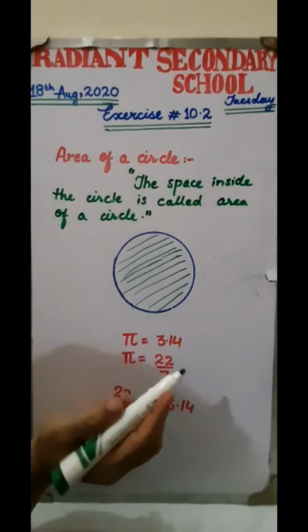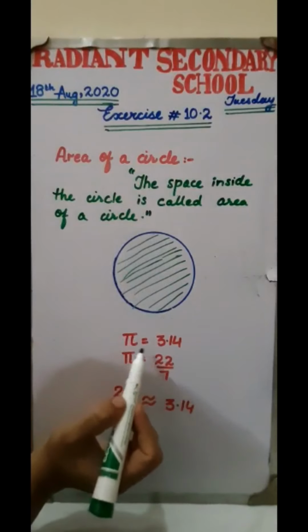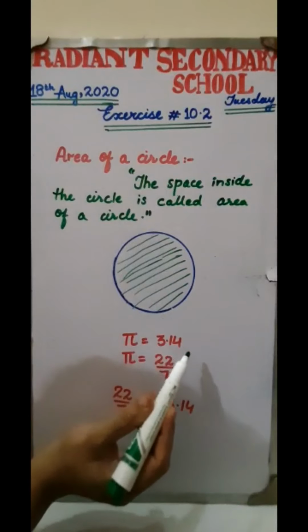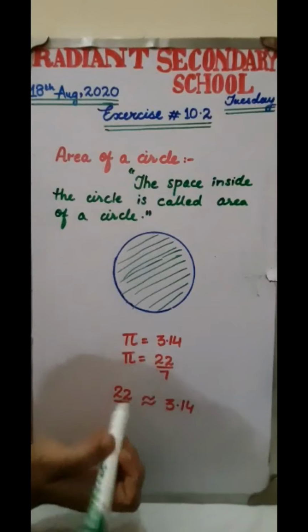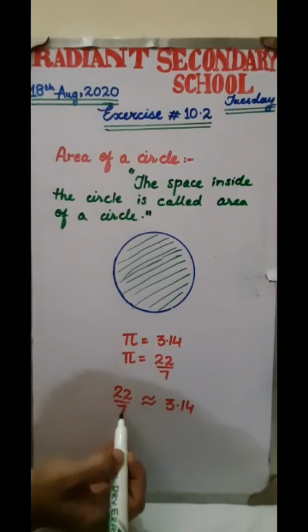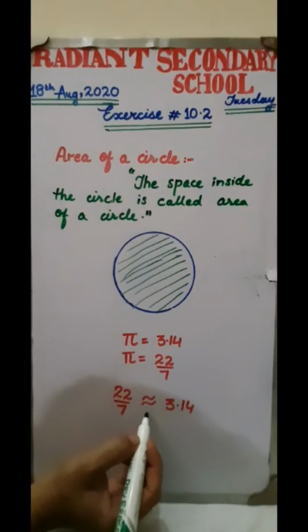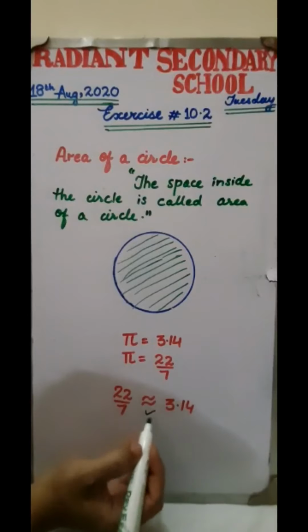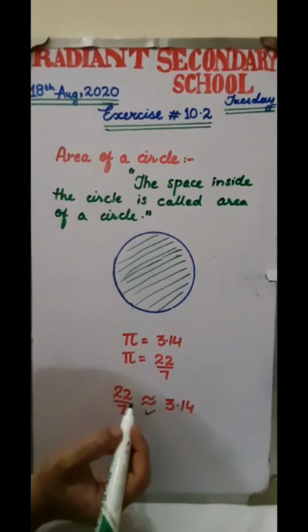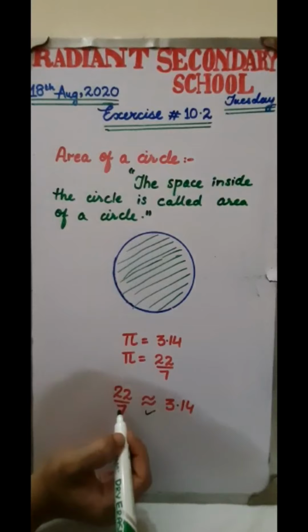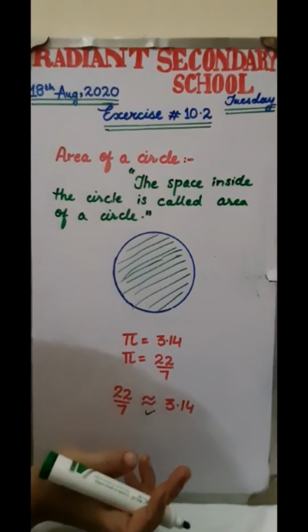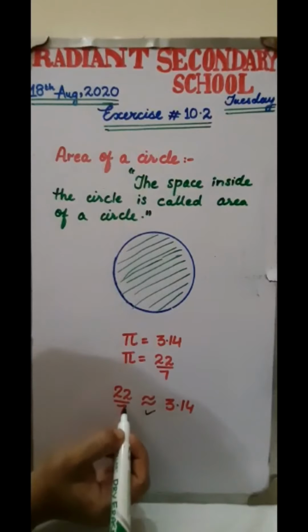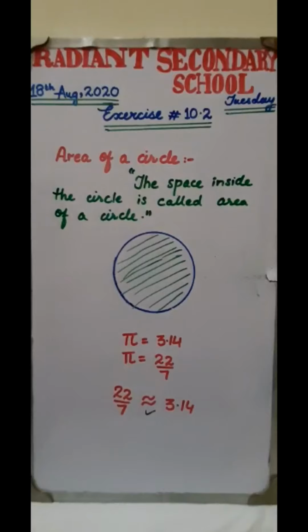In 10.2 we will use the value of pi as well. The value of pi is 3.14 and the value of pi is also 22/7. These two values, 22/7 and 3.14, are approximately equal, not completely equal. These two values we will use according to the question statements. Okay, 22/7 is used or 3.14 is used.